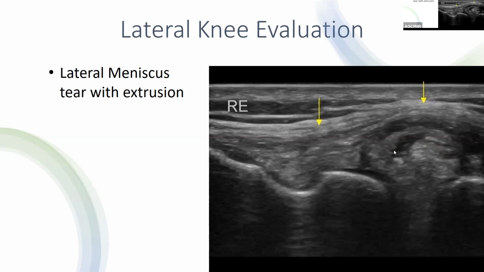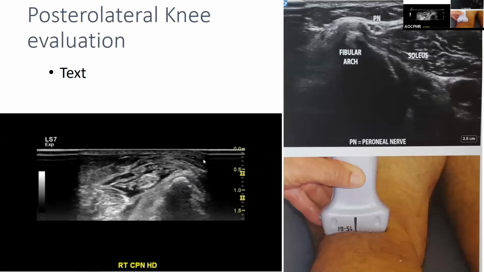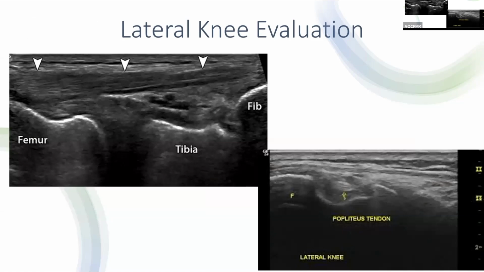The more the meniscus extrudes, the more damage is going on. It's probably not a healthy looking meniscus on the inside either. You can also see the IT band on the outside. And we'll get to posterolateral in a second. So let me leave it here and I'll show you those structures real fast.